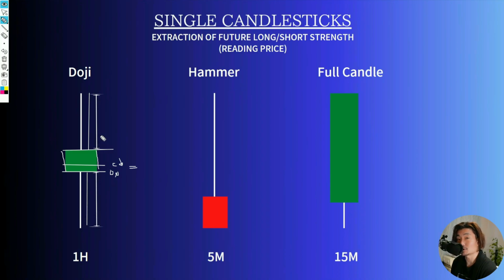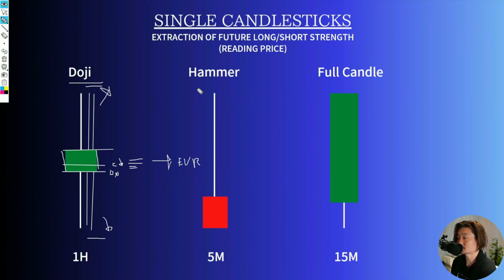Now again, this is roughly speaking, so it doesn't have to be an exact science, but we want the wicks on both sides to be as even as possible, showing that neither buyers or sellers were able to push price down lower than the other side. Okay, now again, in terms of future long and short strength, a doji shows that there is neutrality in the next move of a currency pair.